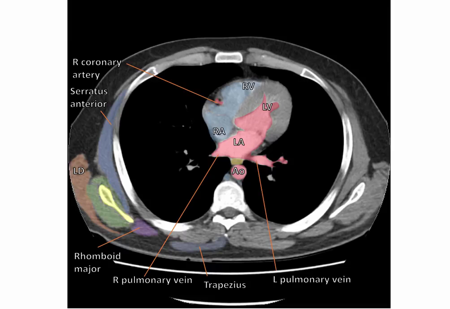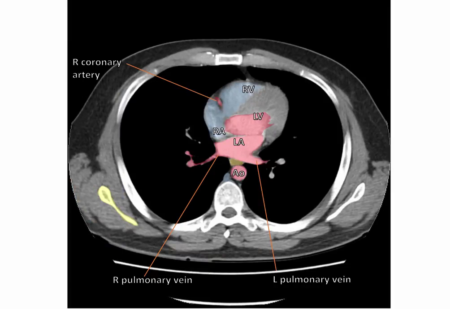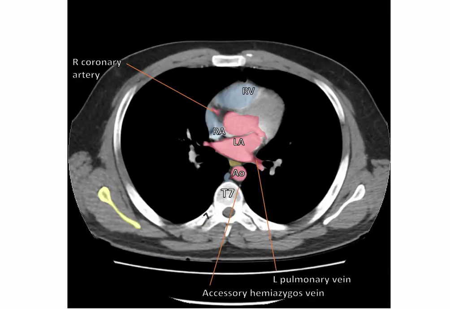We are now at the so-called high cardiac level. The small vein that we can see now on the left is the accessory hemiazygos. We are now beginning to see the right and left main bronchi, which are highlighted here in green.